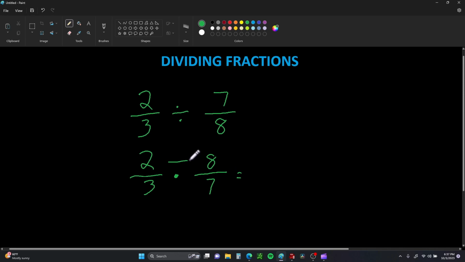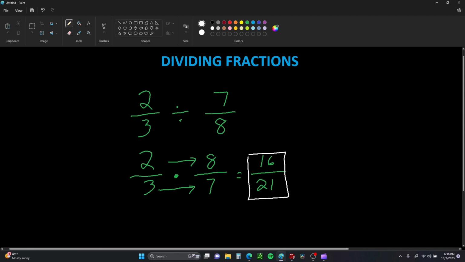Now we just multiply straight across. 2 times 8 is 16. And 3 times 7 is 21. Now we look to see, can we reduce this? Well, 16 is an even number, so it's divisible by 2, but 21 is not. 16 is not divisible by 3 because when I add up 1 plus 6, I get 7, and 7 is not divisible by 3. 21 is divisible by 3. The factors for 21 are not the same as any of the factors for 16, so this is actually the final answer.